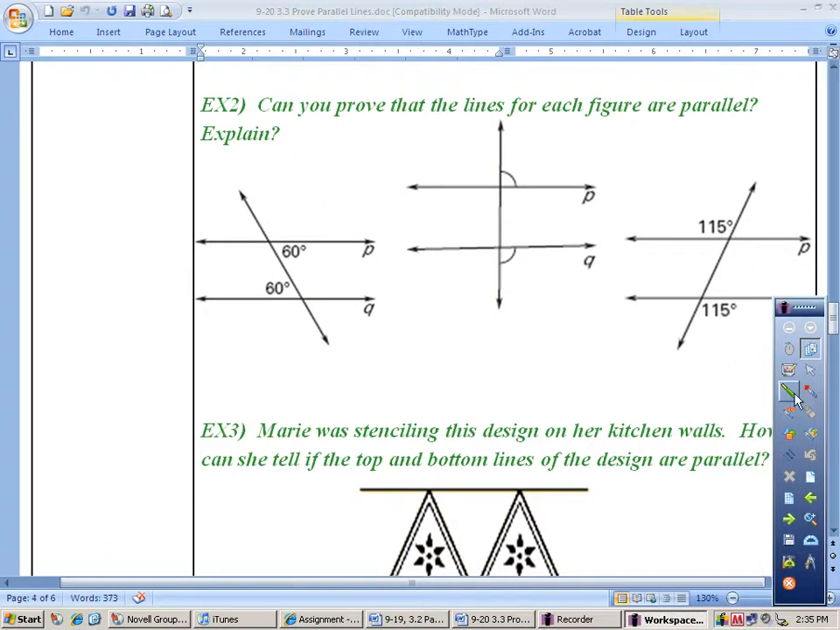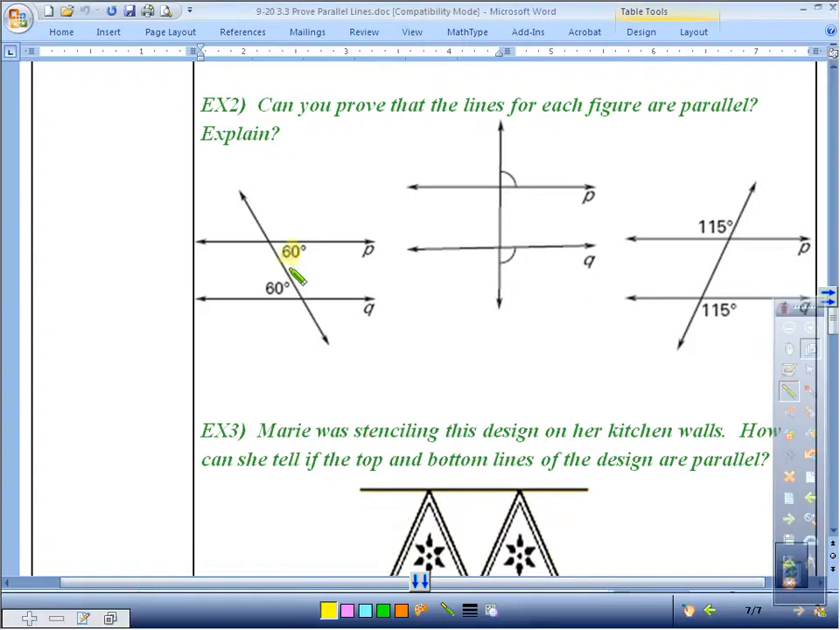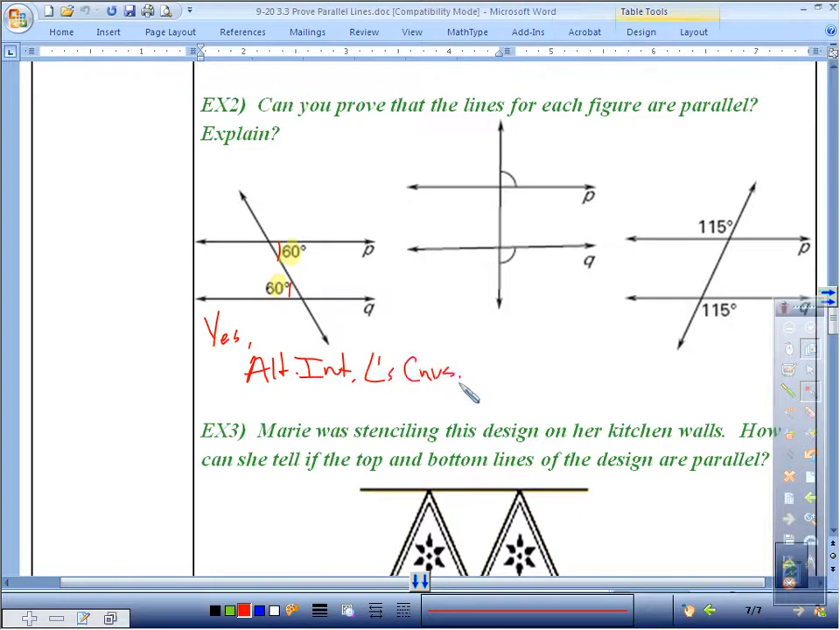So, in example 2, can we prove that these lines are parallel to each other? Well, here, I see I have 60 and 60, and these are alternate interior angles. And the alternate interior angles converse theorem says that if they are congruent, then P is parallel to Q. So yes, these are parallel by the alternate interior angles converse, CNVS.